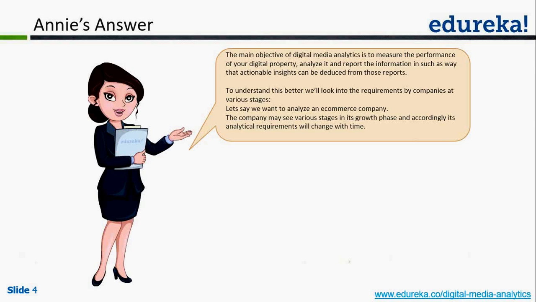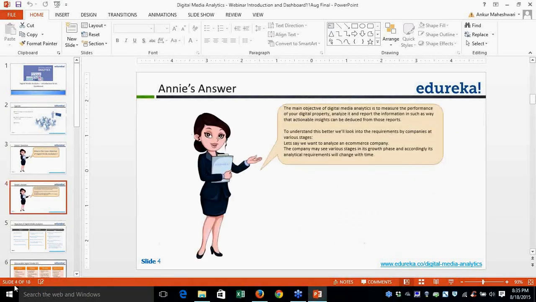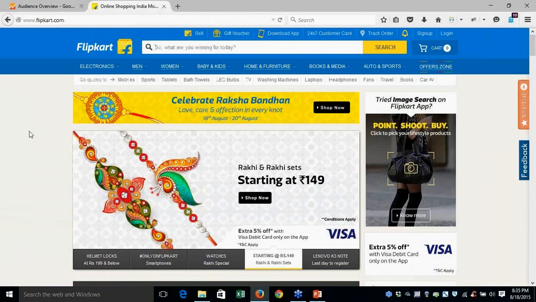In order to understand what digital analytics means, we'll look at companies at various stages. As an example, let's say we want to analyze an e-commerce company. The company will go through various stages of growth, and accordingly, as per its stage, its requirements will also change. So I'll show you a practical live example. Just hold on, let me open a live website. Okay, let's take the example of Flipkart. Now here, what we see is a home page.